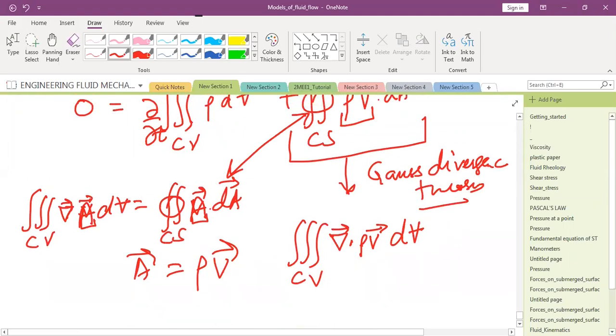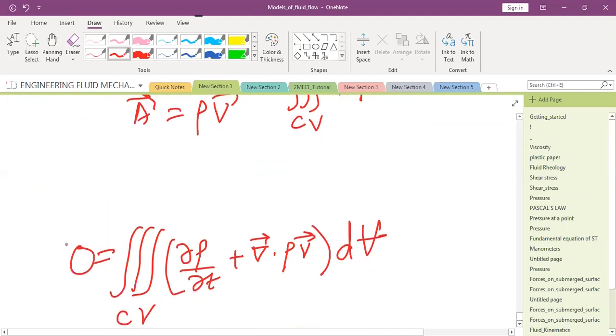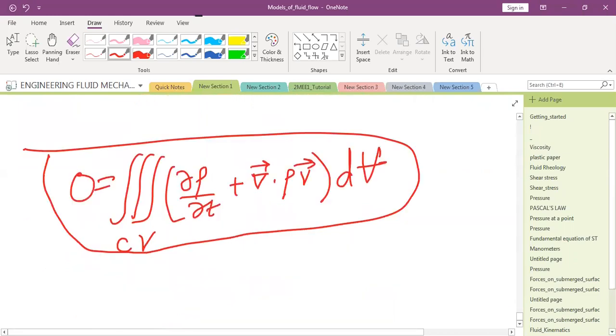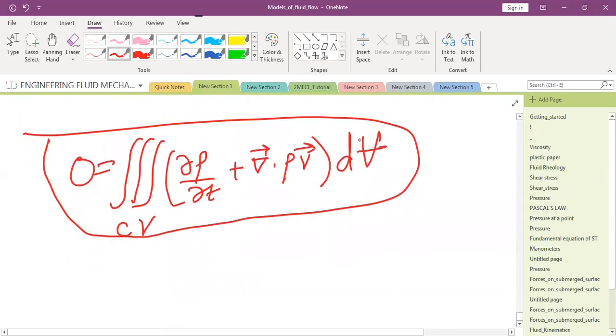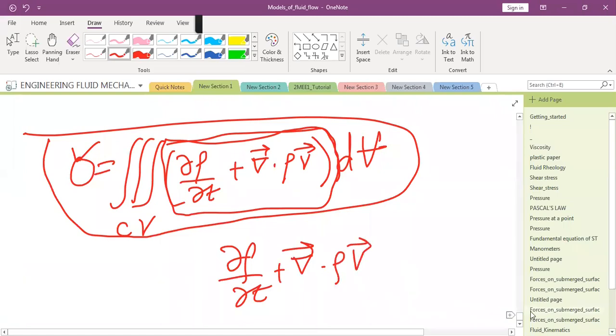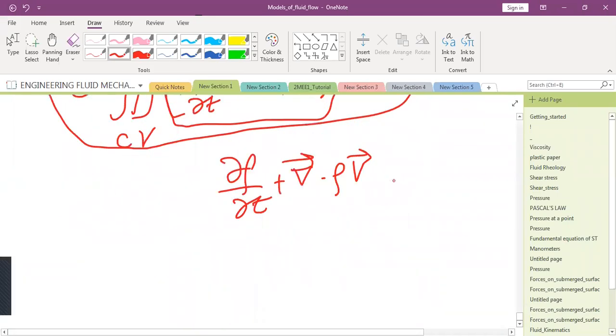Any doubts to anyone? This is the expression. Any doubts in this expression? Now dv is arbitrary, but you know that the integral is always equal to 0. What does that mean? So this term should be equal to 0. So what does that tell you? Curly rho by curly t plus del dot rho v should be equal to 0.